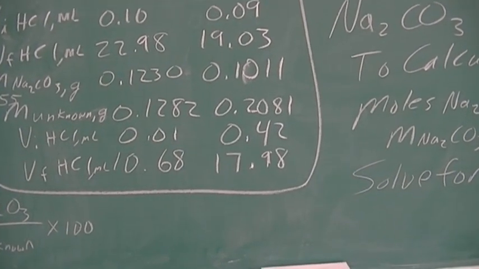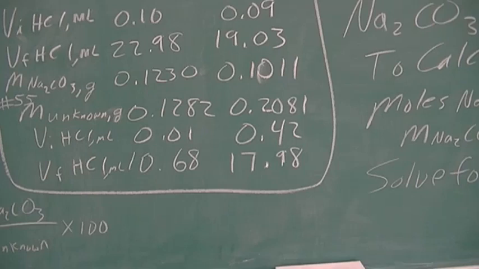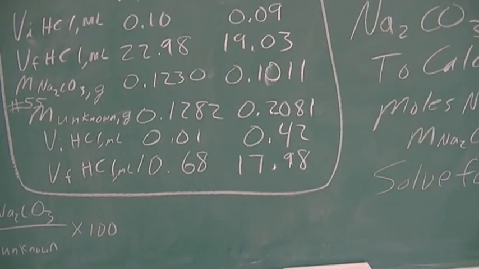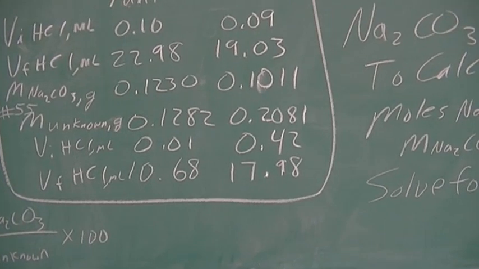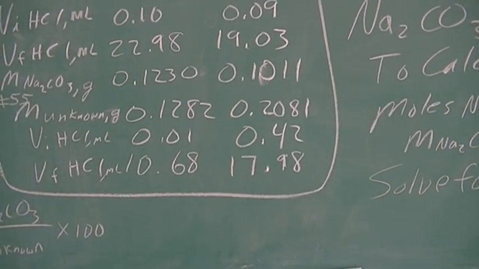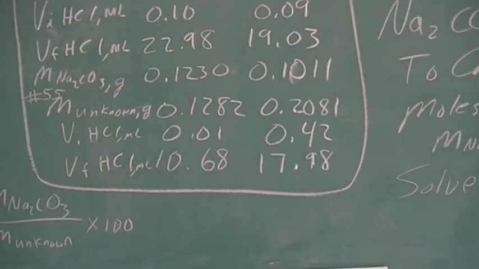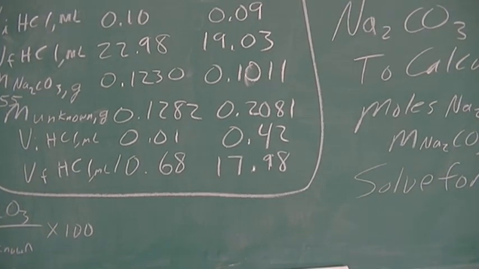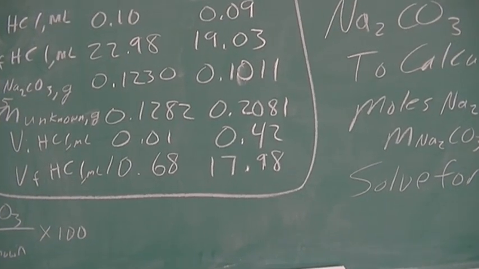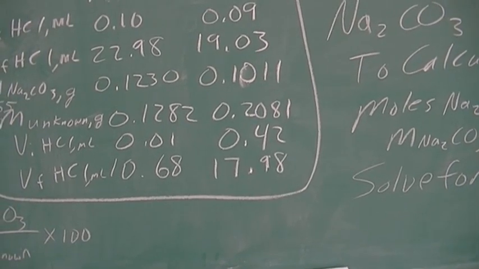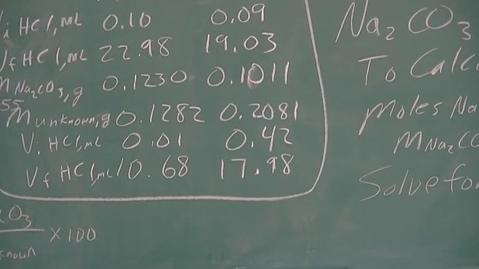And then in run 2, I wanted to use more of the HCl, so I used more of the unknown. This time I weighed out 0.2081 grams of the unknown, and this was unknown number 55. My initial volume was 0.42 mils for HCl. Then the final volume, when it changed colors, the endpoint, was 17.98.